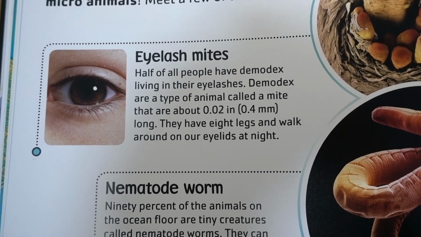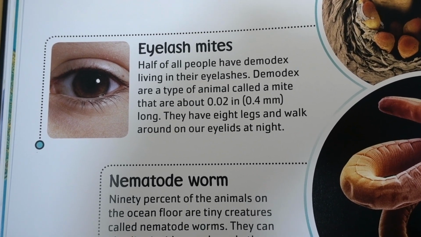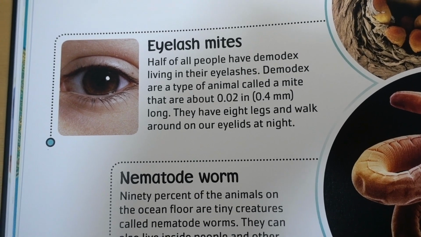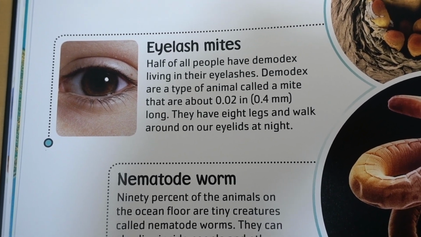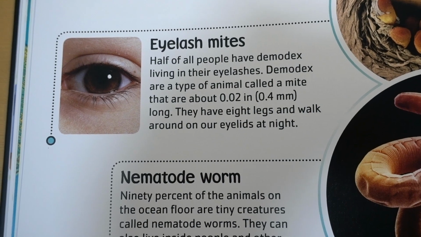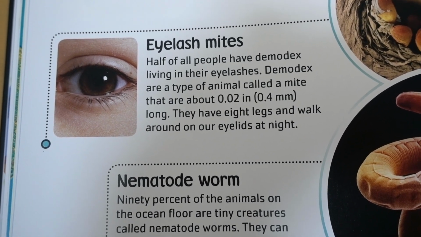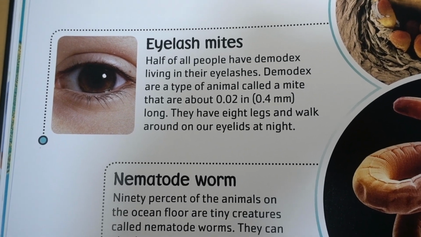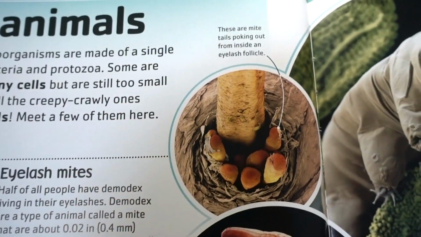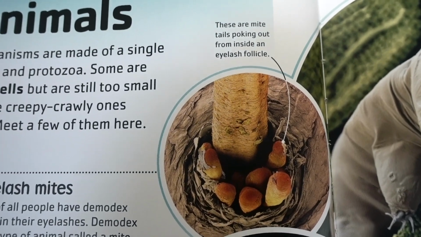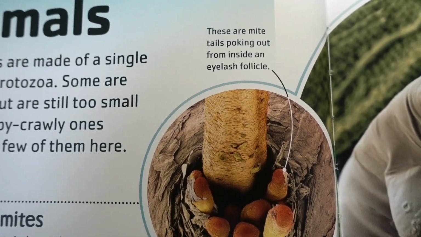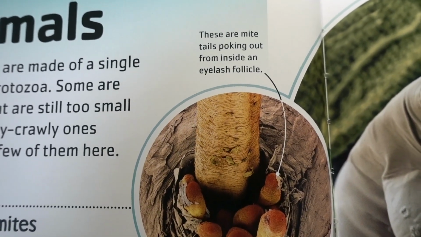Demodex are about 0.2 inch, 0.4 millimeters long. They have 8 legs and walk around on our eyelids at night. These are mite tails poking out from inside an eyelash follicle.